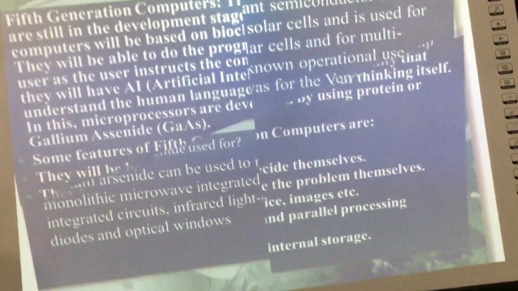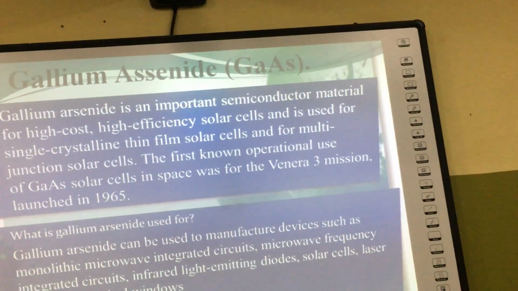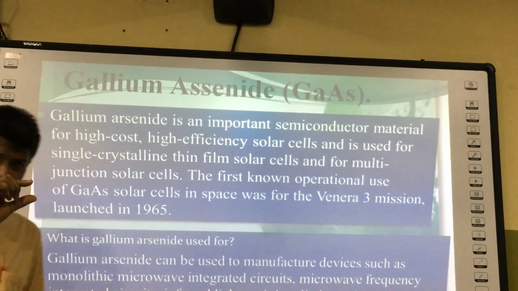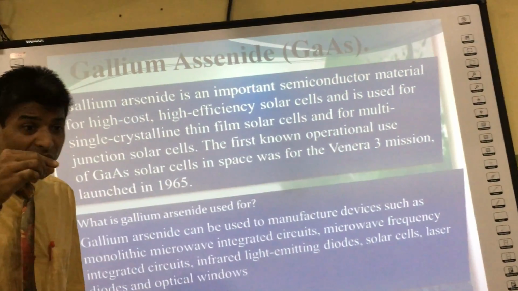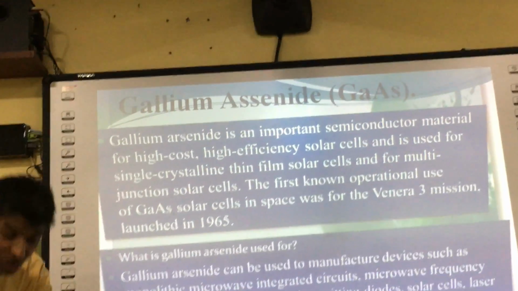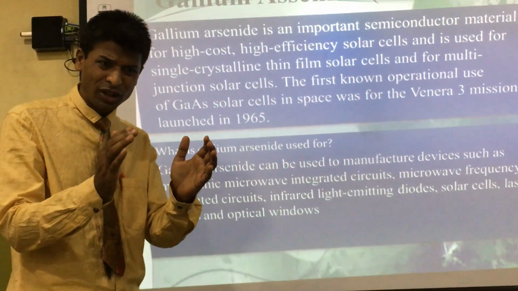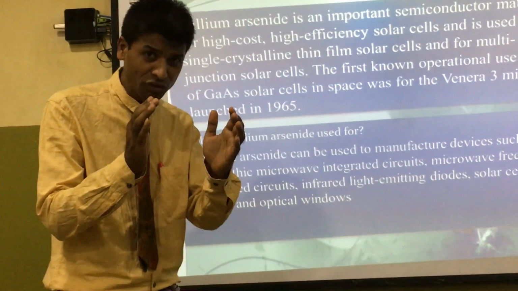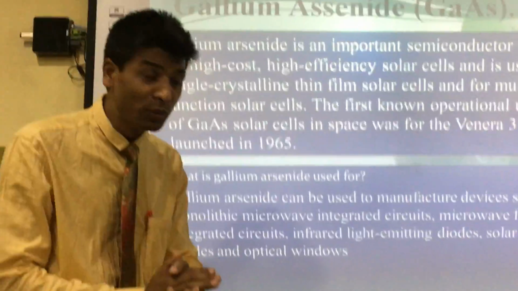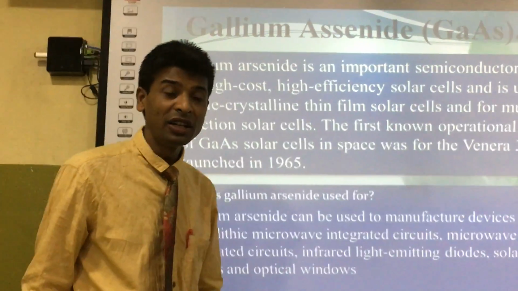Go to the next. Now here is gallium arsenide. This gallium arsenide is an important semiconductor material for high efficiency solar cells. Remember, gallium arsenide is a kind of chip, a kind of cell fixed in a fifth generation motherboard. It is used in a robot. Fifth generation computer means we can say the robot. Do you know the Sophia robot? It was launched in the market. The Sophia robot is an example of a fifth generation computer. In its memory, this gallium arsenide is installed, and on the basis of that, it works.